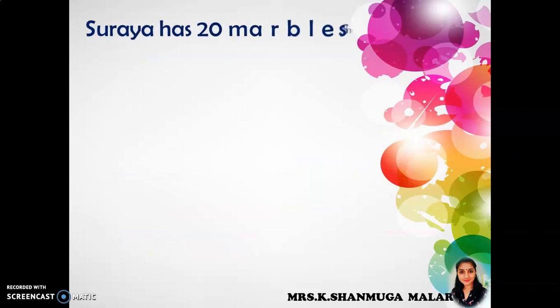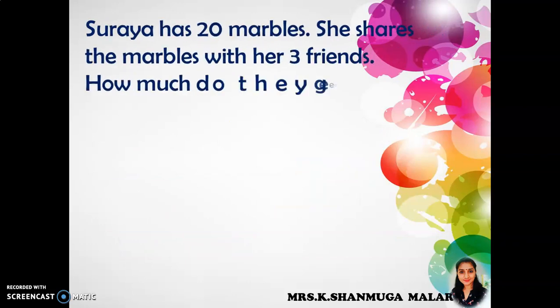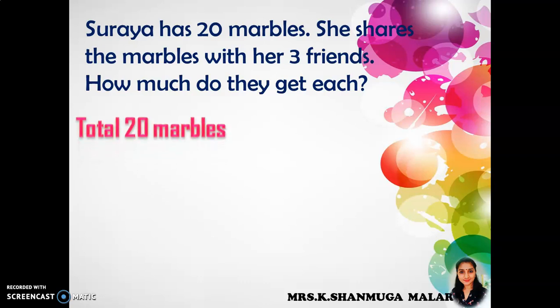Next example is Suraya has 20 marbles. She shares the marbles with her 3 friends. How much do they get each? Important point here is 20 marbles. The 20 marble is the total marble that Suraya has. Now, she shares the marbles with how many friends, students? 3. So, she shares with 3 friends.